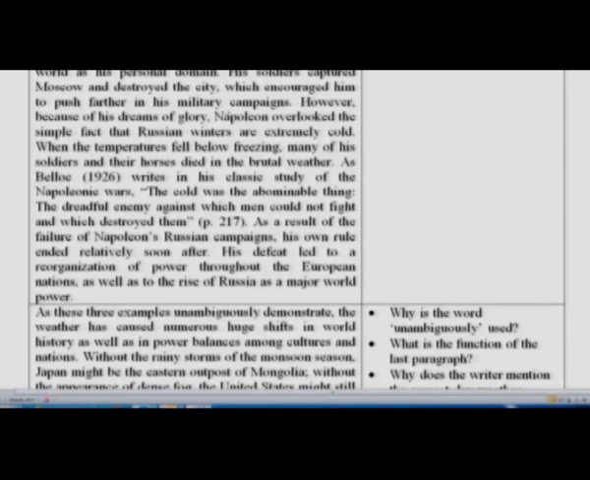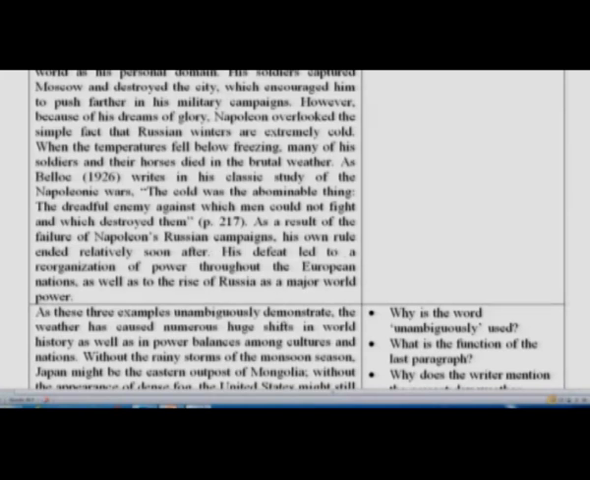However, because of his dreams of glory, Napoleon overlooked the simple fact that Russian winters are extremely cold. When the temperatures fell below freezing, many of his soldiers and their horses died in the brutal weather. As Belloc, 1926, writes in his classic study of the Napoleonic Wars, the cold was the abominable thing, the dreadful enemy against which men could not fight and which destroyed them. Page 217. As a result of the failure of Napoleon's Russian campaigns, his own rule ended relatively soon after.